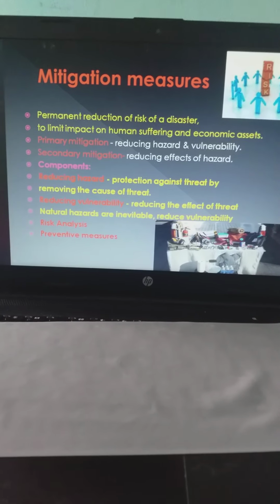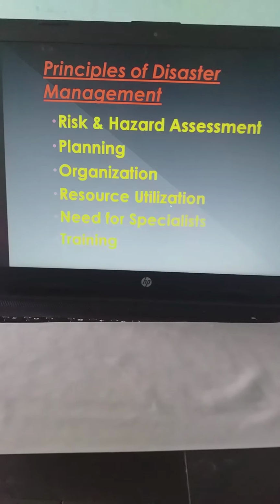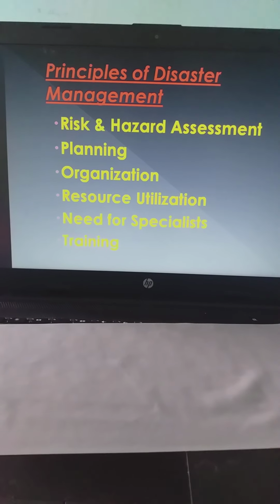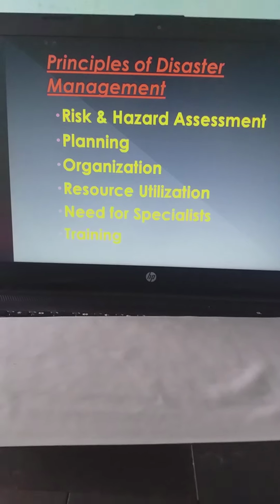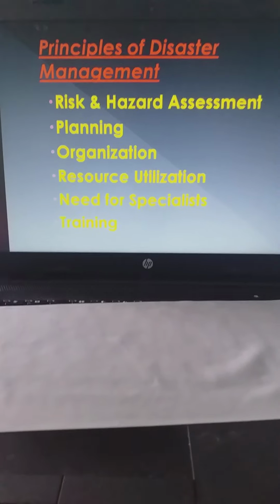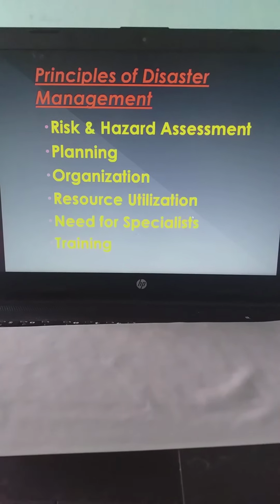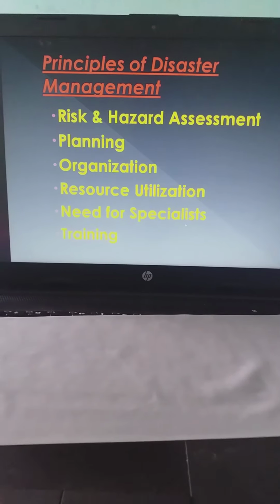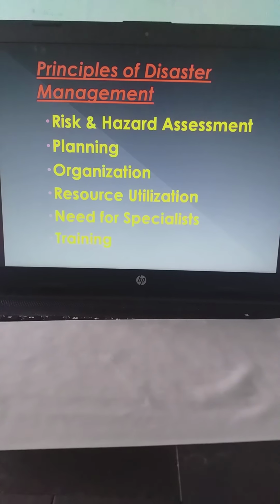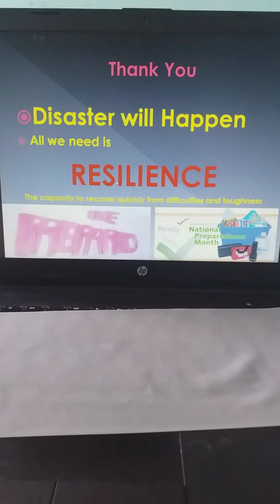If so many testing kits are there, survival kits. Now these are the principles of disaster management: risk and hazard assessment. We need to do planning, organization, and resource utilization, proper resource use. What are the resources there? Equipment or any of the food resources. We need specialist persons, research scientists, experts. All these things are needed, and training also needs to be imparted to the people.